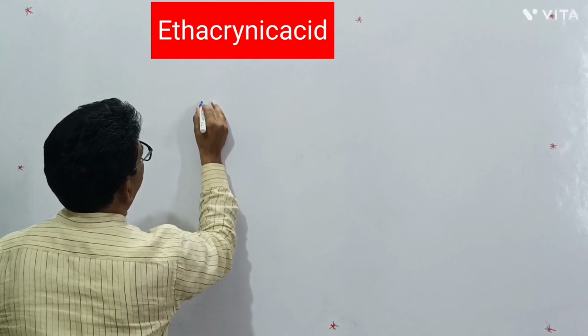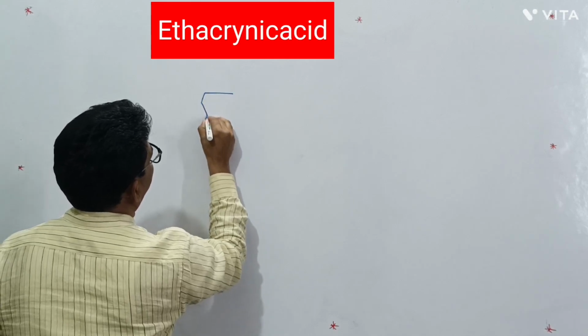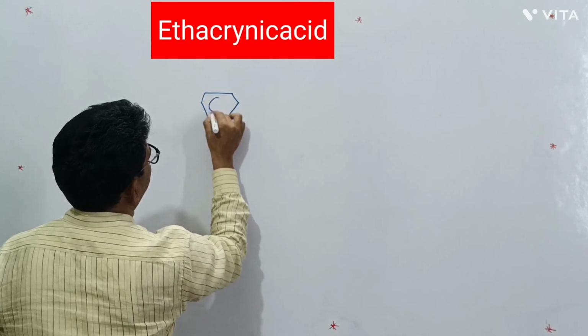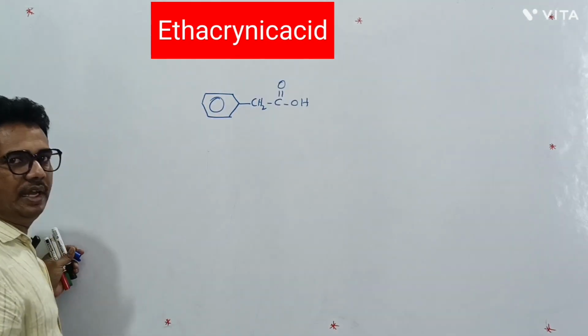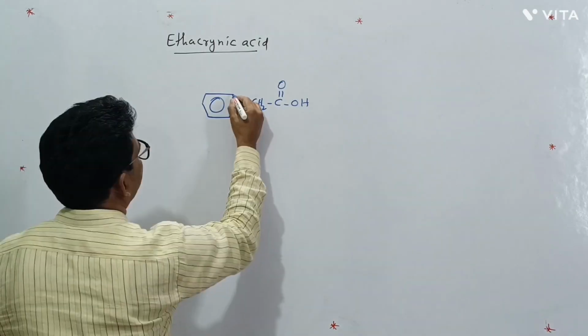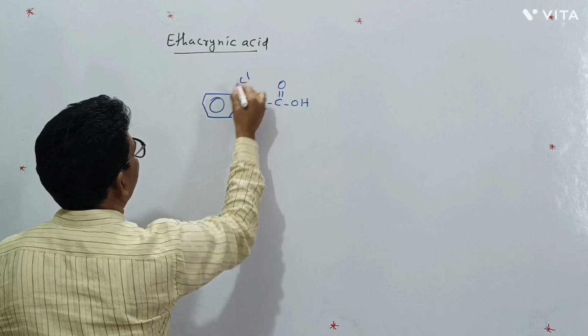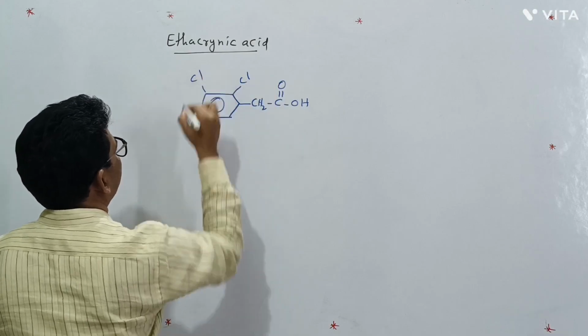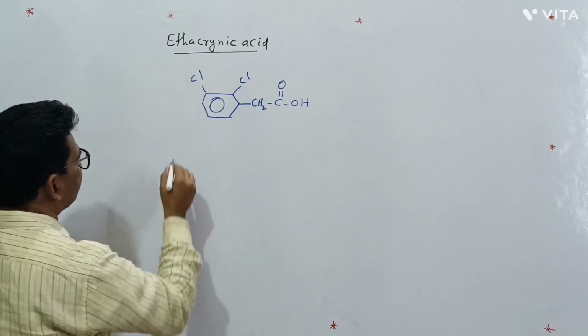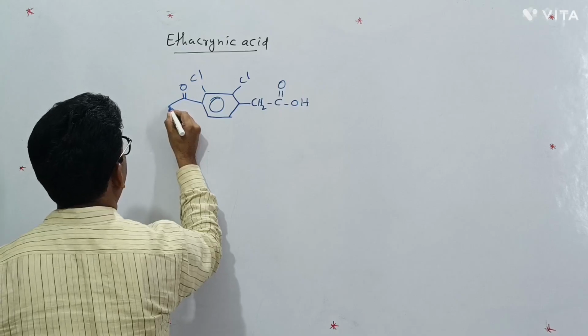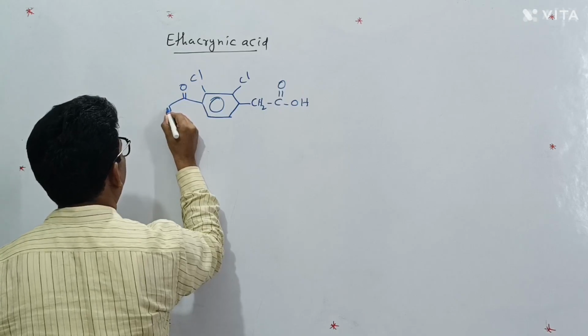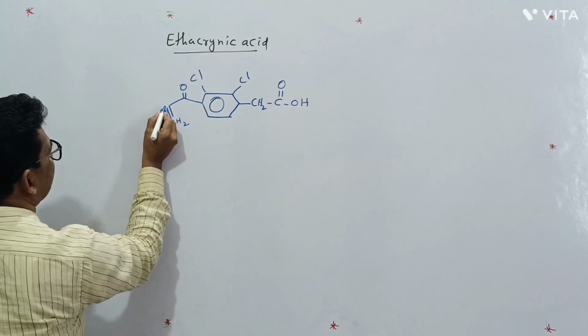Basically it has phenyl acetic acid as the basic structure. It is called phenyl acetic acid. Then at the second position it has a halogen, and the third position also has a halogen. That carbonyl group is attached to the double bonded carbon, CH2.